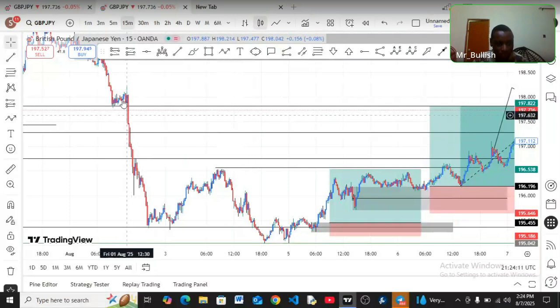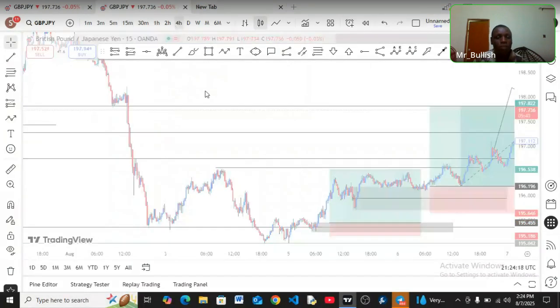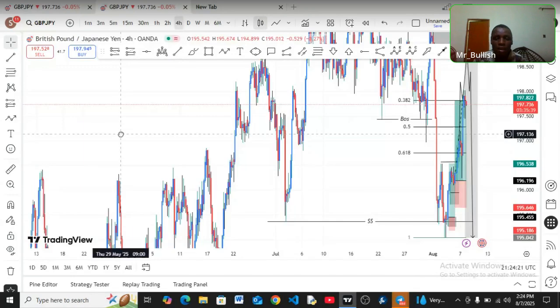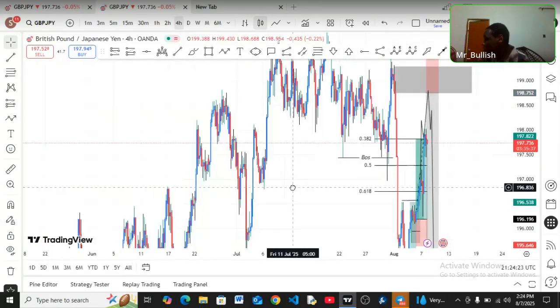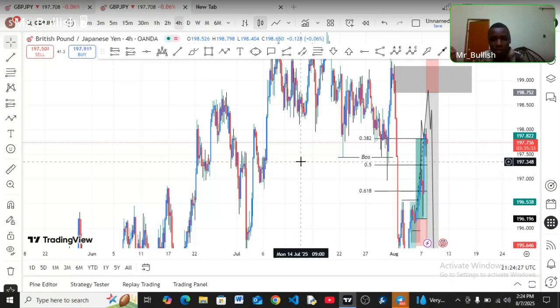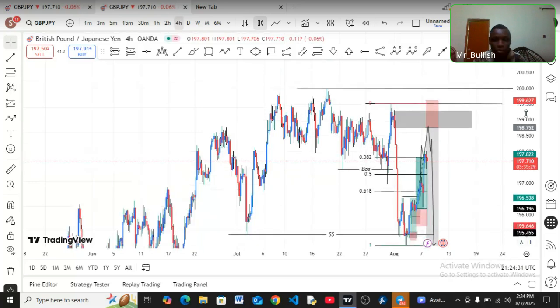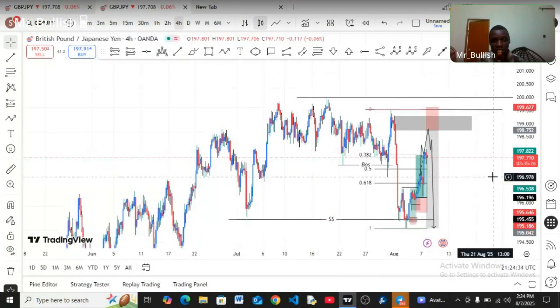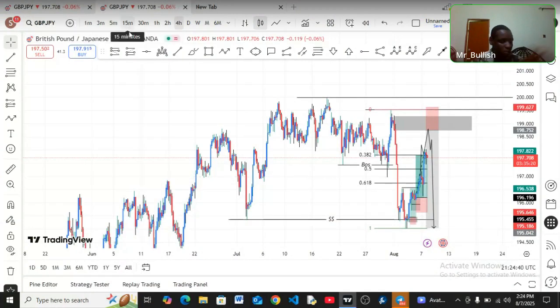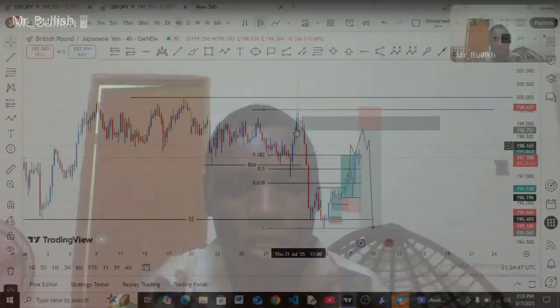So that's just it. Now, if you go down to the 4 hours time frame, you will see that we still have the same chart, but this time every candlestick is telling you what happened in 4 hours. The 15 minutes tells you what happened within the range of 15 minutes per candle, and this is telling you what happened within the range of 4 hours per candle. So this particular candle here took 4 hours to form.